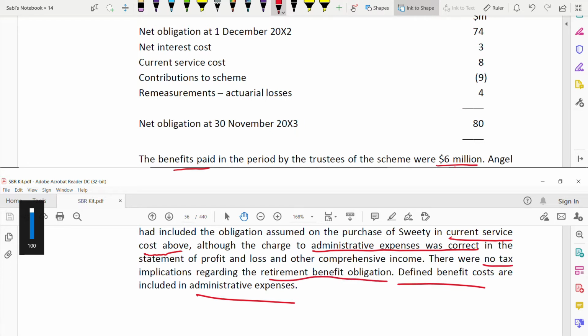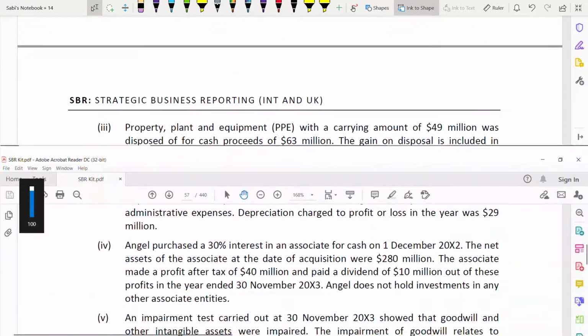Okay. Third, PPE has a carrying amount. This is for you to find the purchase or the disposal of PPE, how much you received or how much you paid. Okay, 49 is the carrying amount. Disposed for cash proceeds of 60 million. What is the gain? The gain is then in the admin expenses. Depreciation is 29.